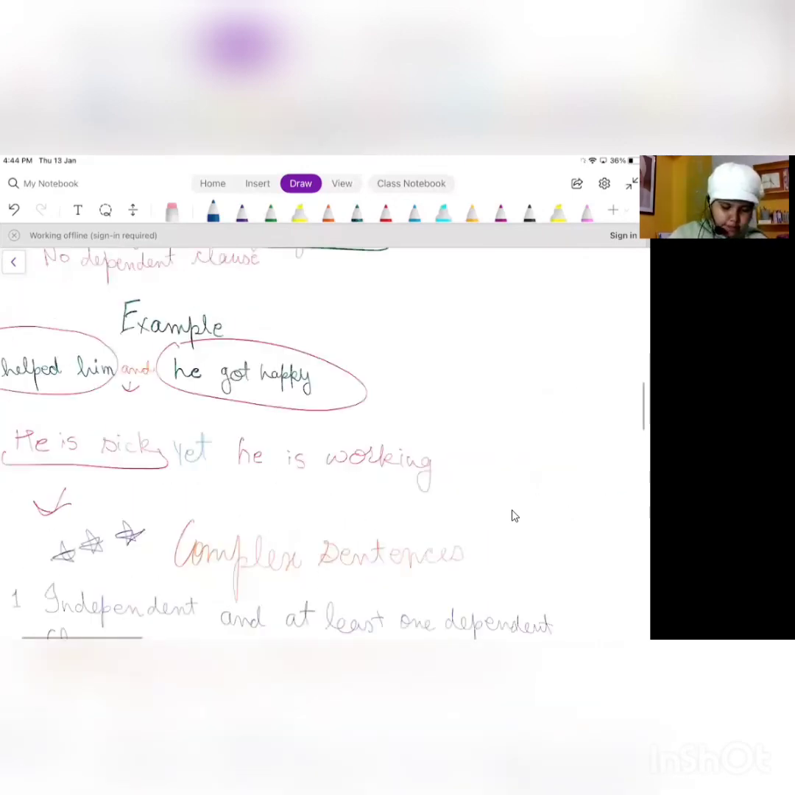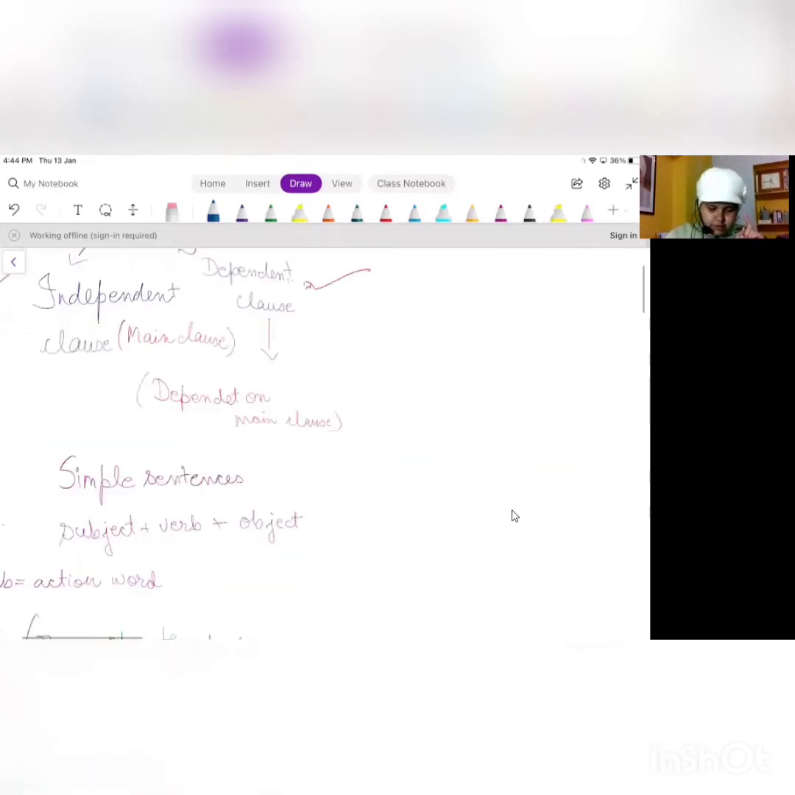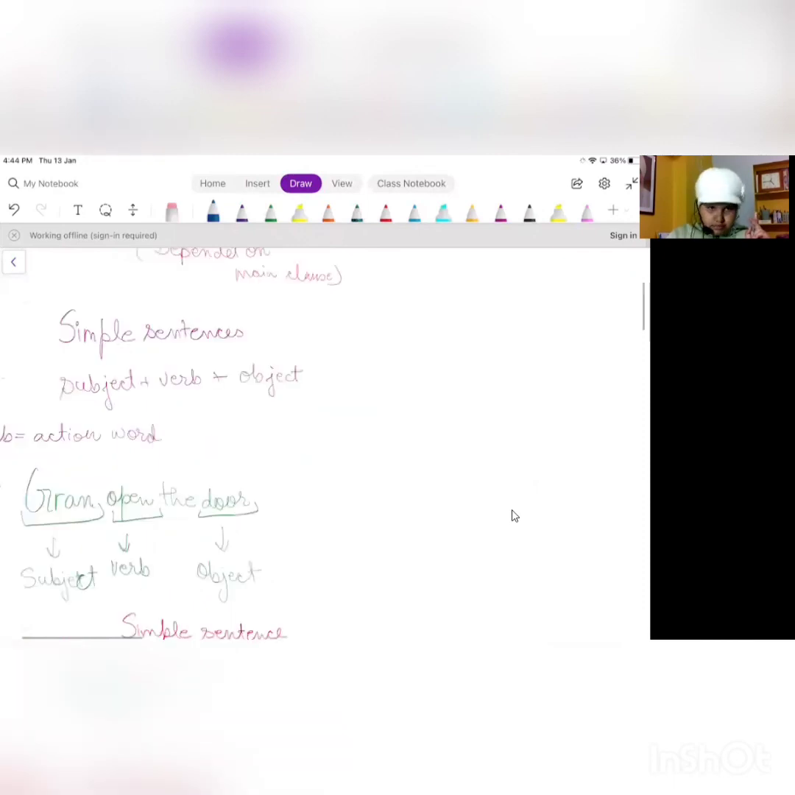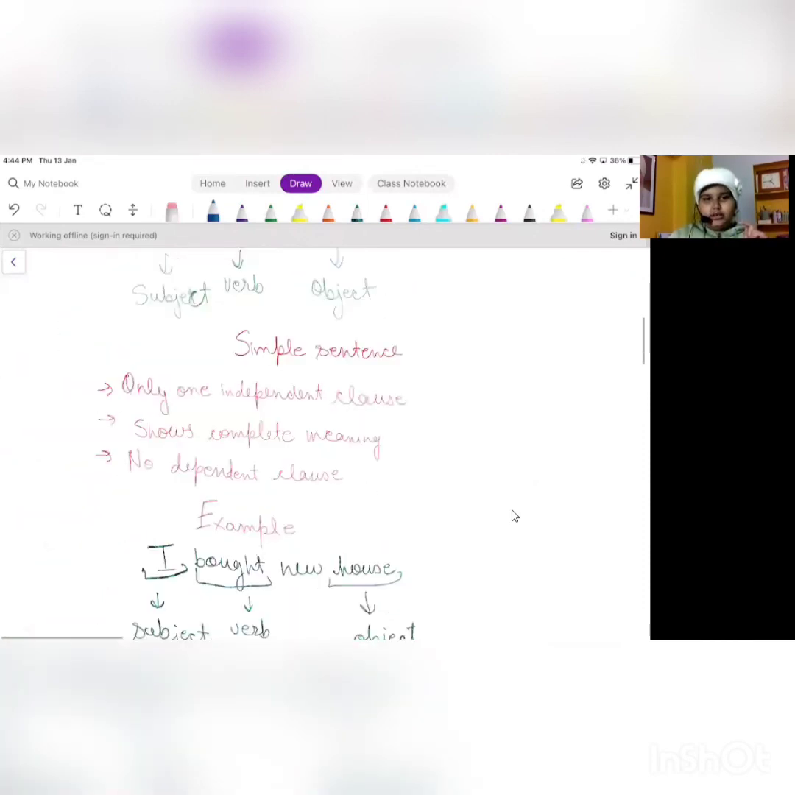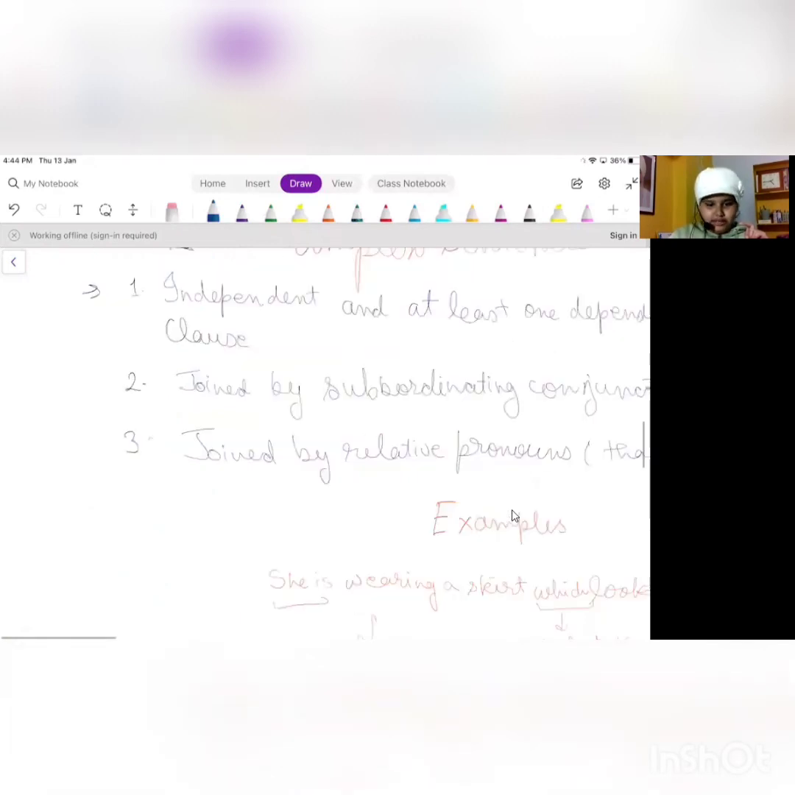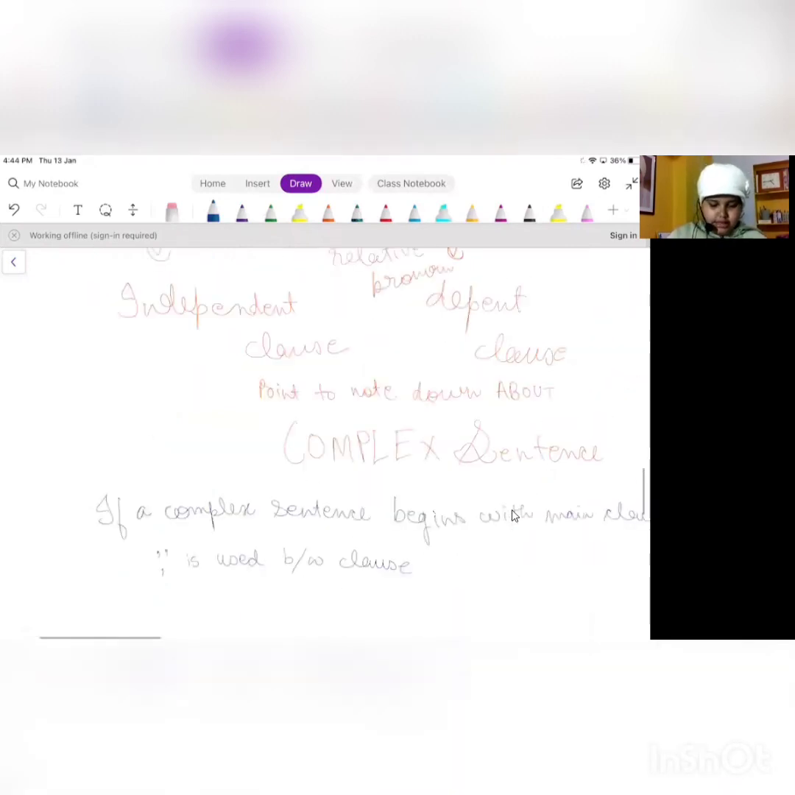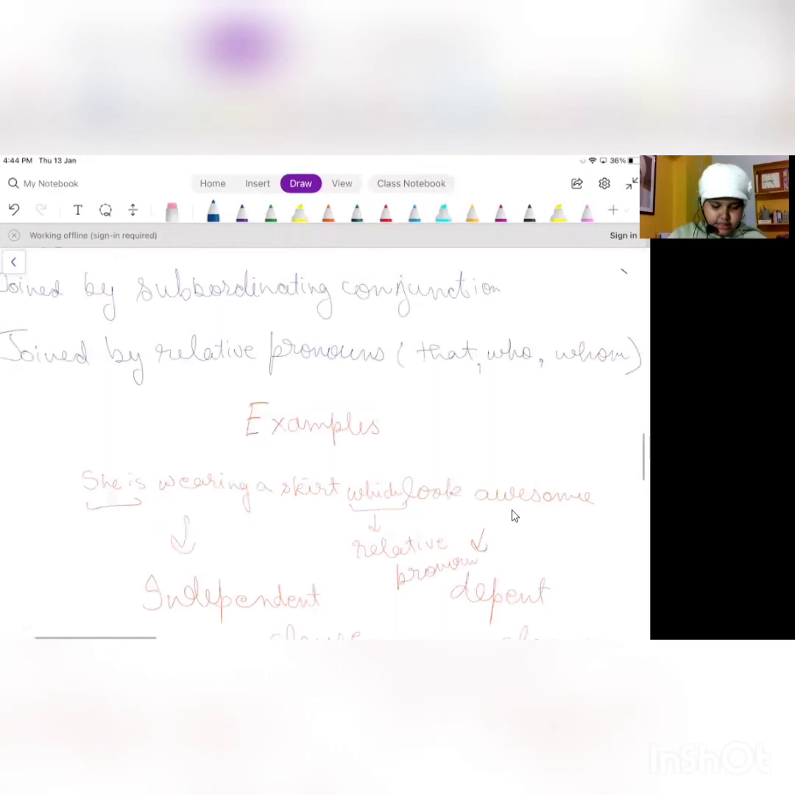Okay, so here we learned two types of clauses, independent clause and dependent clause, simple sentences, compound sentences and their examples, and lastly complex sentences.